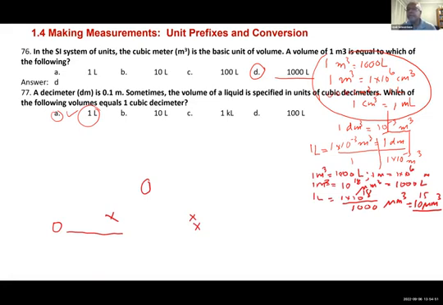you get 1 liter. How do you get 1 liter here? Right there. That's how I got 1 liter. So the answer to this, 1 cubic decimeter is what? 1 liter.